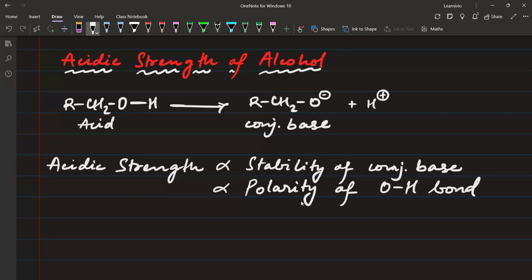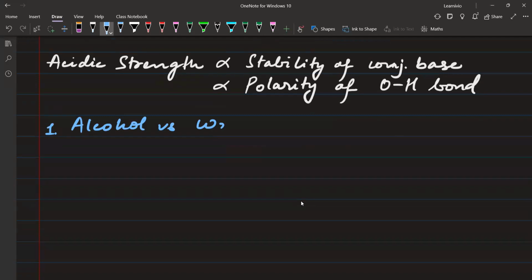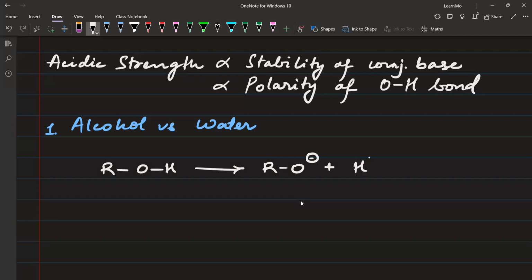So here, when we talk about the acidic strength of alcohol, we are going to talk about different contestants also. For example, first of all, we will look at alcohol versus water. Then we are going to look at 1 degree, 2 degree versus 3 degree. Take it slowly. I hope you have written this down. Number 1, you will write: we are going to discuss alcohol versus water. First, we'll look at ROH. It will break into RO negative plus H positive.